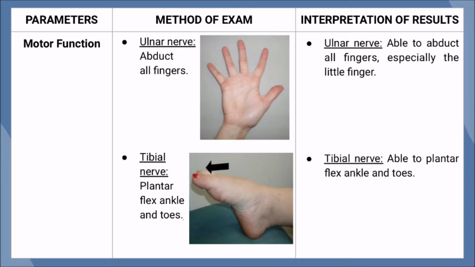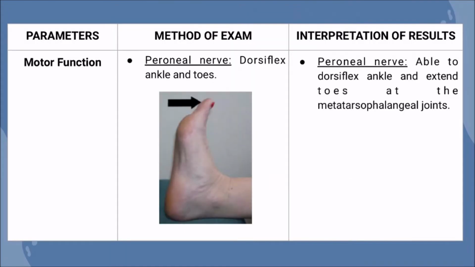Tibial nerve. Plantar flex ankle and toes. The patient should be able to plantar flex the ankle and toes. And lastly, the peroneal nerve. Dorsiflex the ankle and toes. The patient should be able to dorsiflex the ankle and extend the toes at the metatarsophalangeal joints.